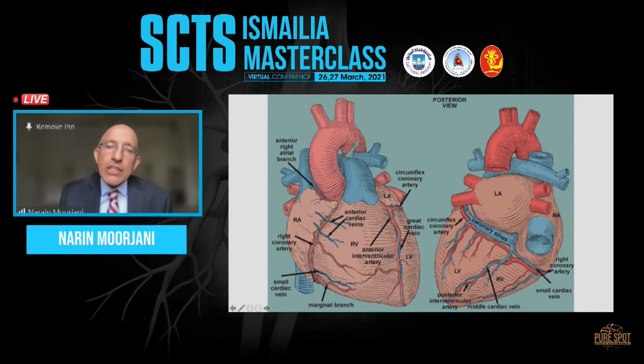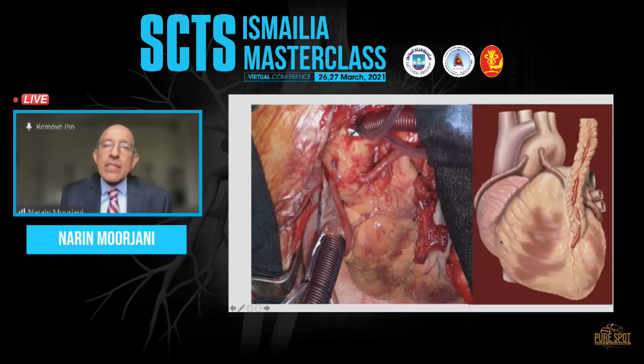It is a continuation of the great cardiac vein, which runs in the anterior interventricular groove and then a little bit into the left atrioventricular groove. And it changes its name into the coronary sinus when you have the oblique vein of Marshall, or the oblique vein of the left atrium, draining into it. And the great cardiac vein changes its name into the coronary sinus.